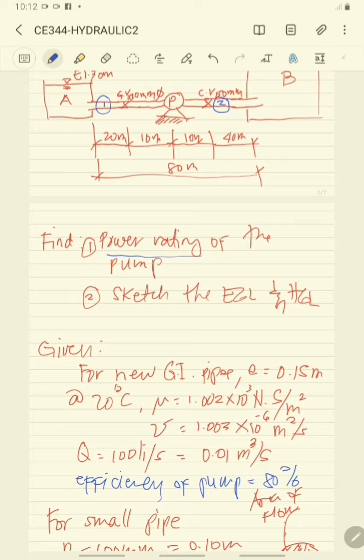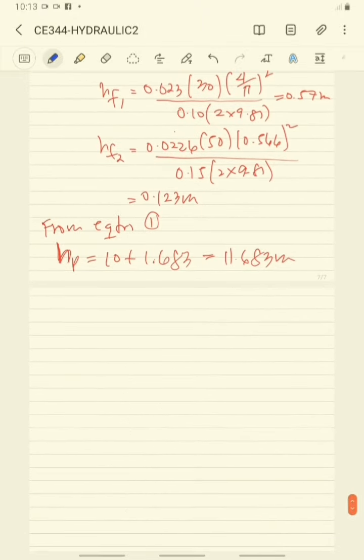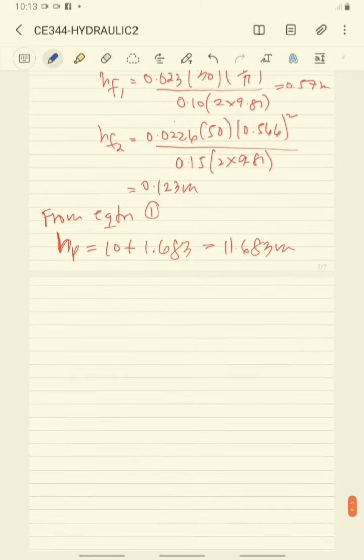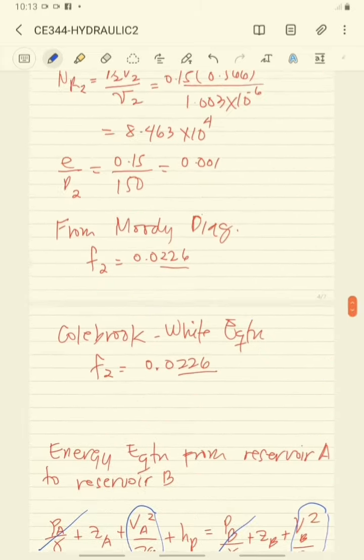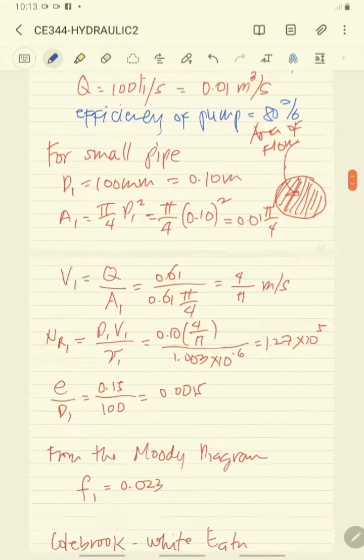So here, the power we need to get is the power input of the pump in order to add the head of the flow energy to deliver water from 30 meters to 40 meters.